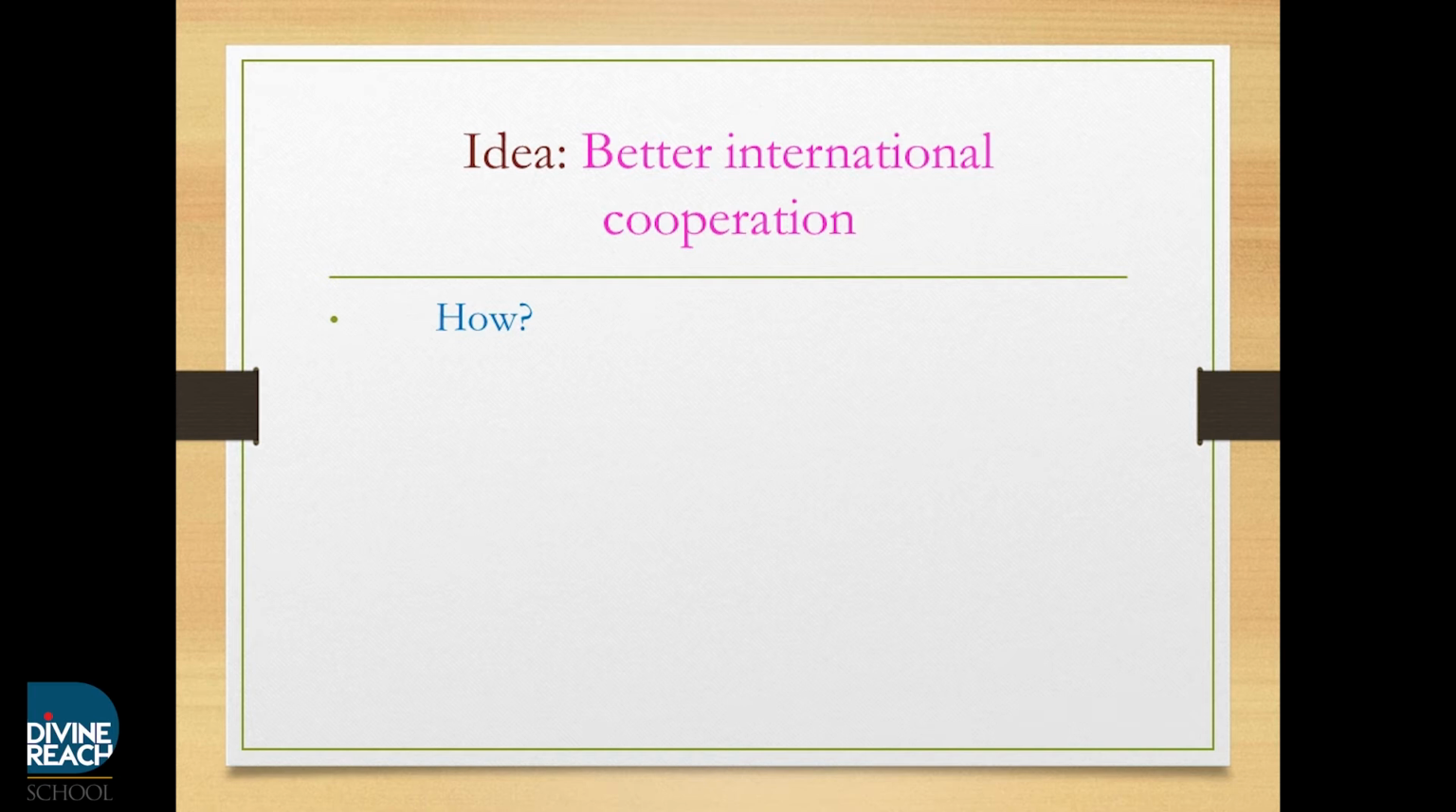If you notice, it sounds like a process, right? The first stage is international sport, then something happens, and the thing that happens leads to better international cooperation. So here our task is to find out exactly what happens between international sport and this thing that results in better international cooperation. Here is my answer to this question.